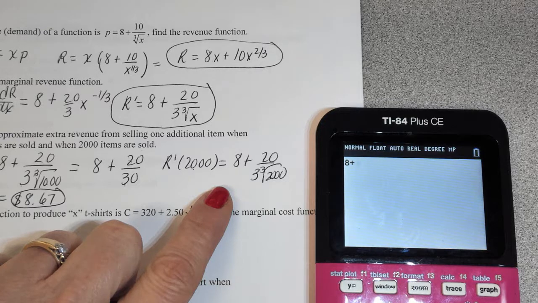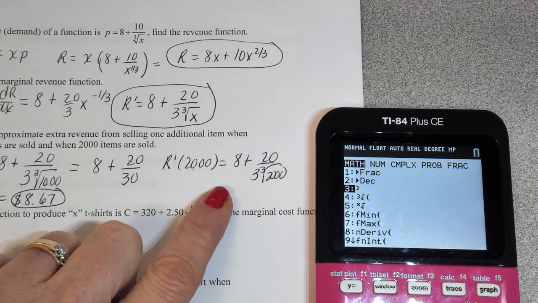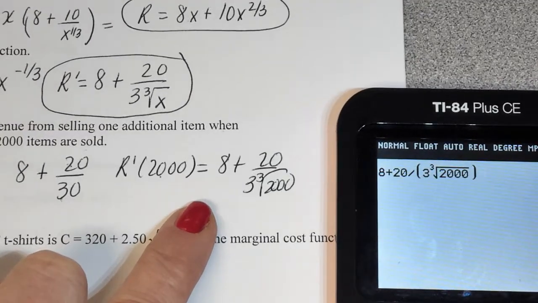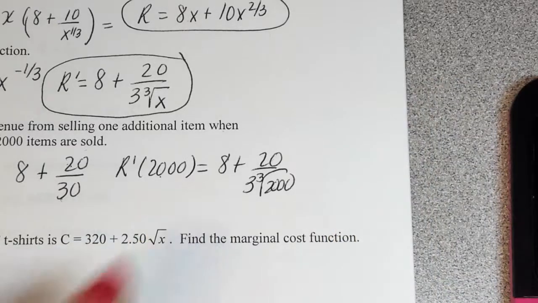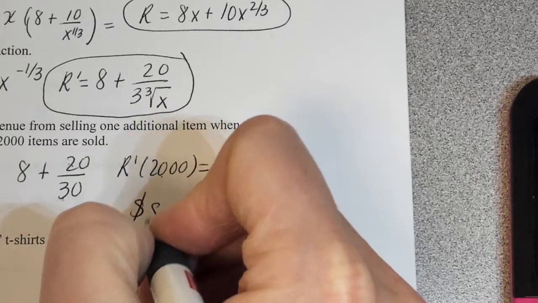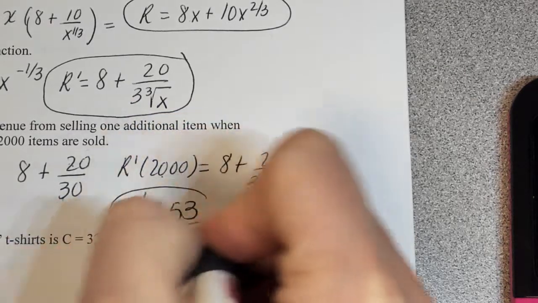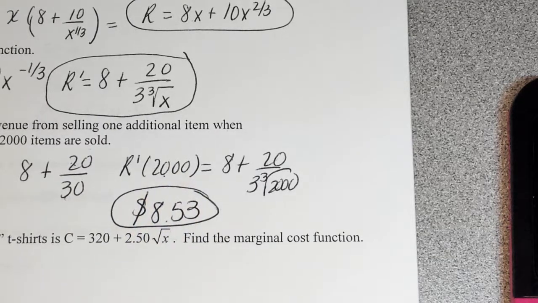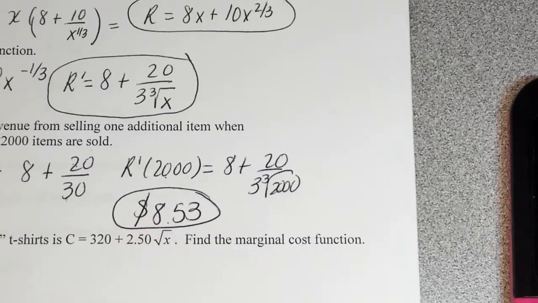So 8 plus 20 divided by, use parentheses, 3, go under math to get cube root of 2,000. So when we type that in, we get $8.53. So we're still going to have more revenue even at 2,000 items produced, or sold rather.